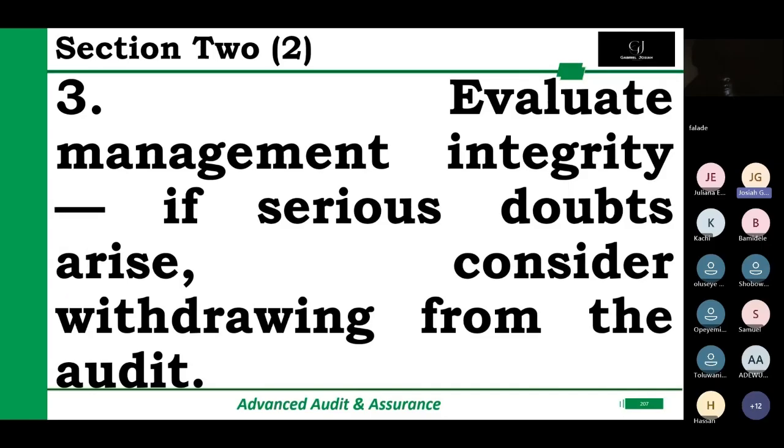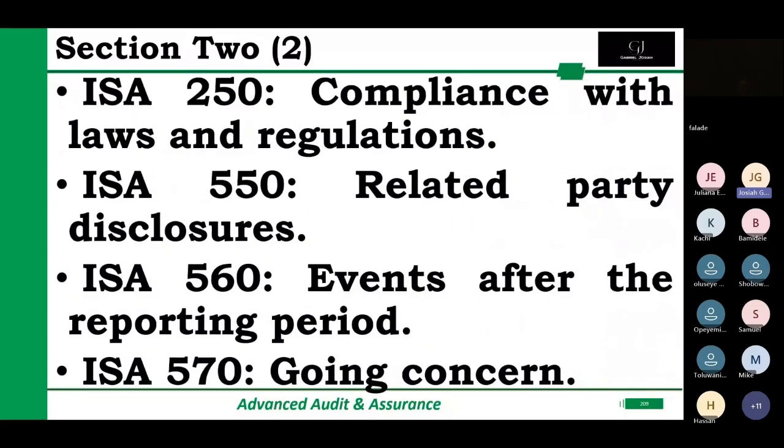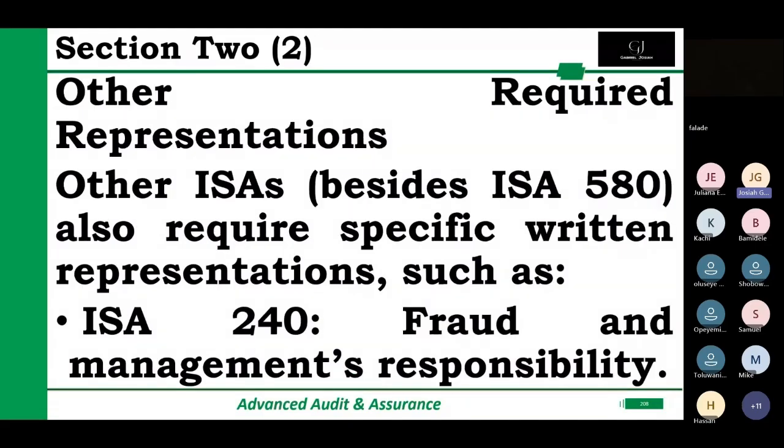So he could consider, where management have displayed utter disregard for process, for controls, and their integrity is in question, the auditor could consider withdrawing from the engagement. So other required representations: besides ISA 580, other ISA guides also require specific written representation, like ISA 240, the standard on fraud and management's responsibility. They all point to and support ISA 580 on written representation.